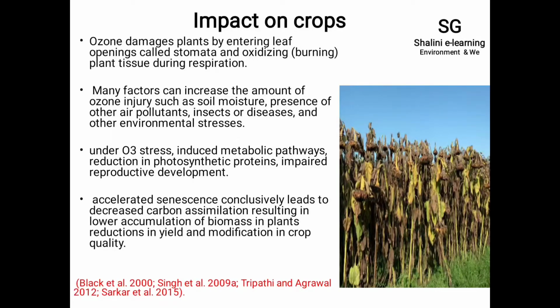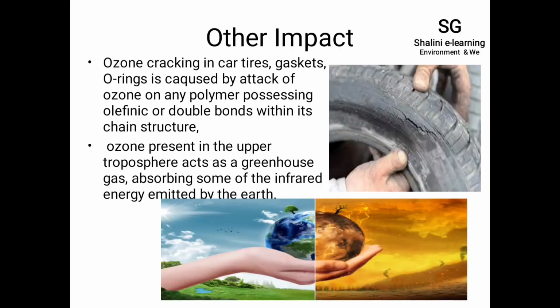Ozone stress may also accelerate senescence, which is the prevention of cell division, where the cells stop dividing. So it conclusively leads to decreased carbon assimilation, resulting in low biomass, decreased crop yield and modification in crop quality. Another impact of ground level ozone is ozone cracking in car tires, gaskets and O-rings, caused by ozone attack on any polymer with olefinic or double bonds within its chain structure. Ozone present in the upper troposphere acts as a greenhouse gas, which absorbs some of the infrared energy emitted by the earth, also playing an important role in global warming and climate change.